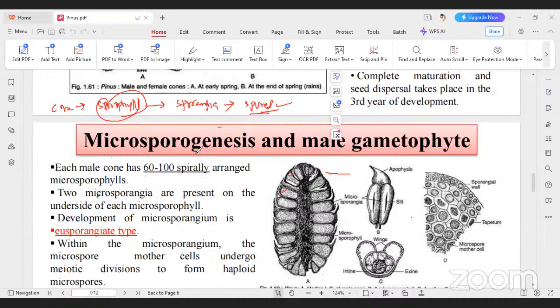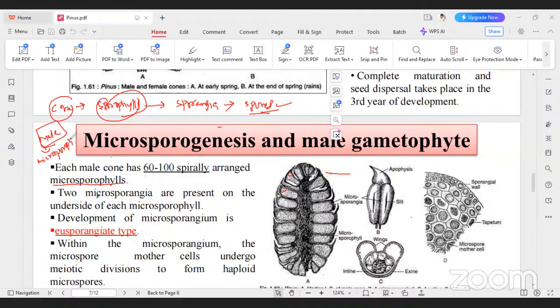But in Pinus, the male cone is not a simple cone. In Pinus, the male cone and female cone are separate. What about the male cone? The male cone is made up of which leaf? Microsporophylls.